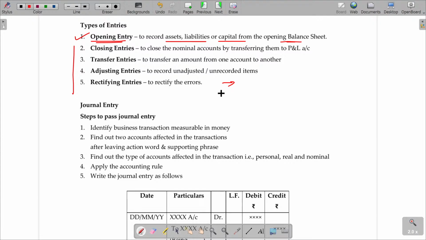While closing the books of accounts, we need to pass three entries. Three types of entries: closing entries, transfer entry, adjusting entry. You will study this under final accounts chapter. This will be studied under rectification of errors chapter. Opening entry, of course, we can incorporate here itself. So, we'll now be able to understand opening entry as well as transaction entry. These two will be completed by this time.